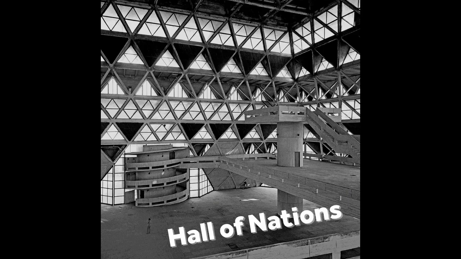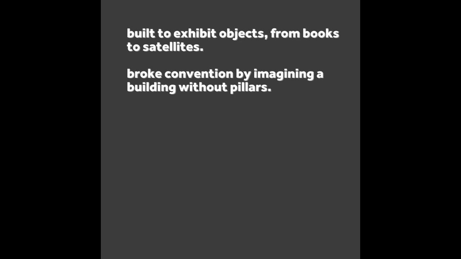I'll talk a bit about the Hall of Nations, which has been used through this presentation as a metaphor. It was a beautiful building and exhibition space in New Delhi, built in 1972. It was built to house exhibitions. The brief given to the architects was that it must be able to exhibit objects of varying sizes, from books to satellites. So the architects came up with a design solution through the constraints of available building material, available skill set, cost constraints, and all of that.